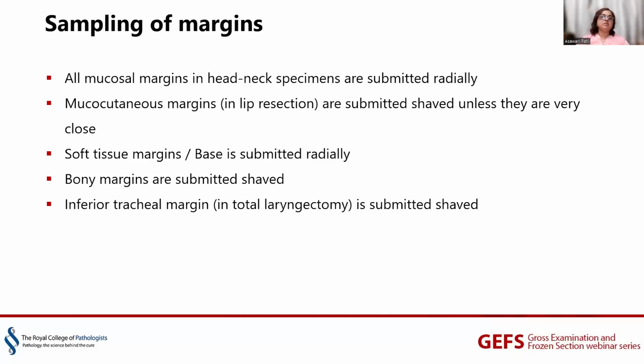All bony margins, most of them are shaved. So documentation of distance is important. Bony margins are submitted as shaved margins and submitted entirely. And then if we are dealing with a laryngectomy specimen, the inferior tracheal margin. Here again the same principle applies. If it is very close, which usually doesn't happen, they take enough of a margin. If it is close, then and only then submit a radial margin. But most of the time adequate margin is provided, and we can submit a ring. The shaved margin can be easily submitted.